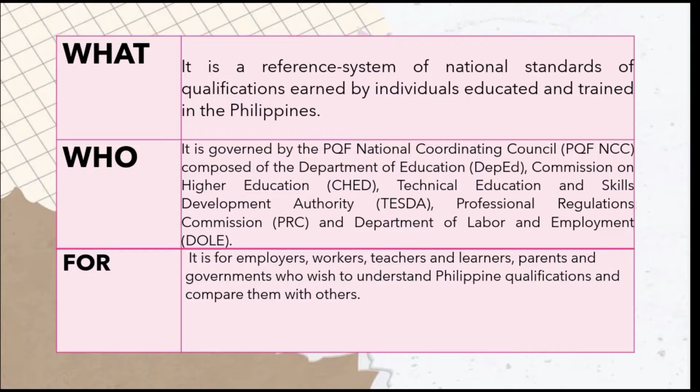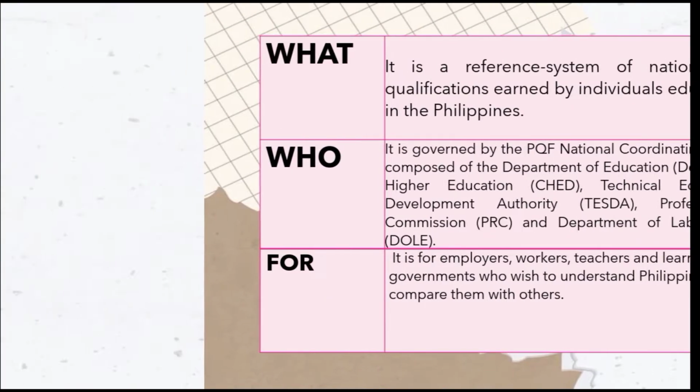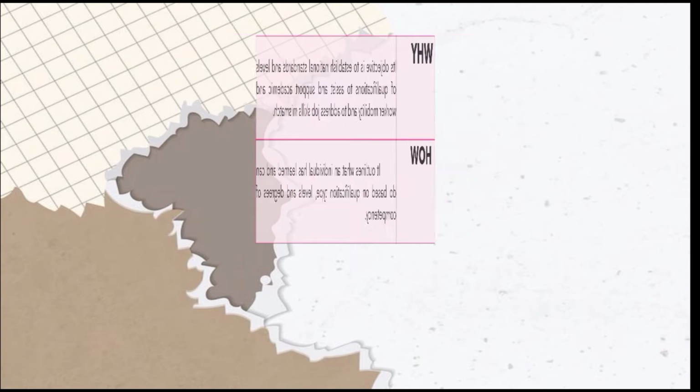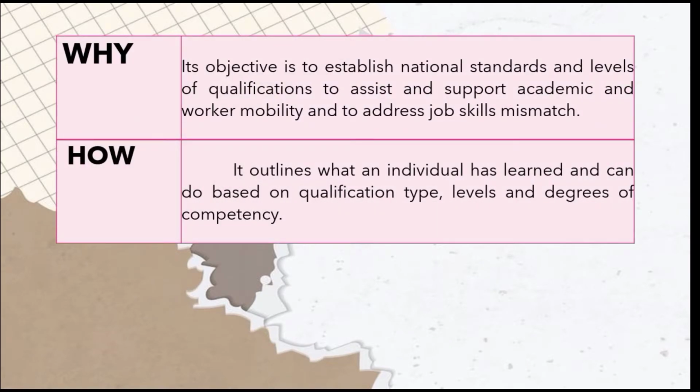It is for employers, workers, teachers, and learners, parents and governments who wish to understand Philippine qualifications and compare them with others. So why? Its objective is to establish national standards and levels of qualifications to assist and support academic and worker mobility and to address job skills mismatch. How? It outlines what an individual has learned and can do based on qualification type, levels, and degrees of competency.